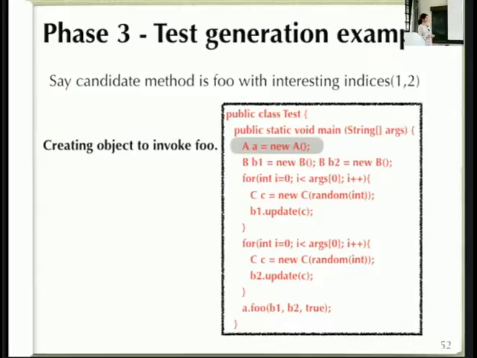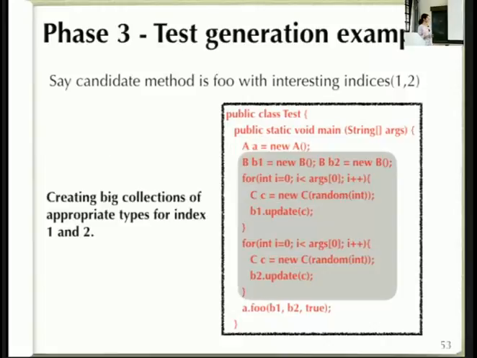Now we need an instance to invoke foo and parameters for the first and second argument, right? So I just created some instance A for invoking the foo method. And the second step is creating big collections of appropriate types for index 1 and 2. So what I am doing here is, I know that the first and the second parameter of the foo method are of type B, right?